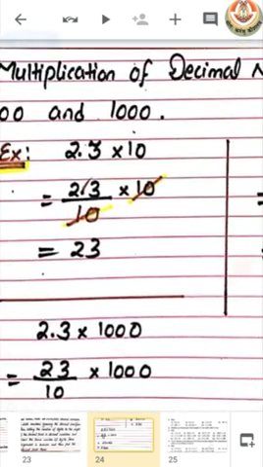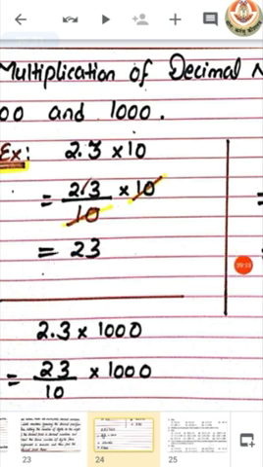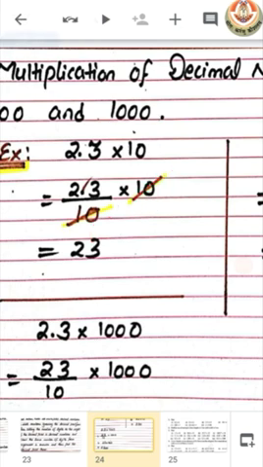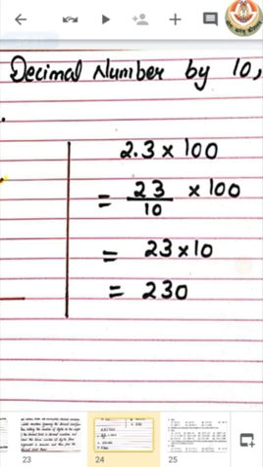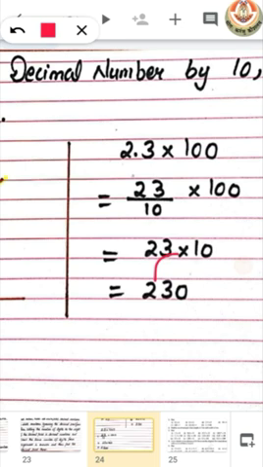For example, here we have 1 zero with 1, so the decimal shifted only one digit. And similarly, here we have 2 zeros with 1, so the decimal shifted by 2 digits.